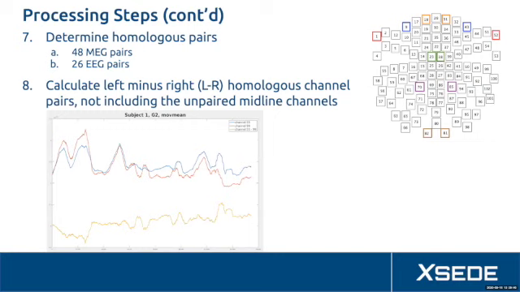Earlier, David showed pictures of the MEG channels. Basically, homologous pairs are channels that are considered to be in the same position on the right and left side of the brain. The image on the upper right shows a few of these pairs in colors for the MEG. Because our project is interested in hemispheric dominance, we calculated the individual left minus right homologous pairs. The bottom plot shows an example of one such pair for subject 1, channel 55 in blue, and channel 99 in red, and the results of their subtraction in yellow.